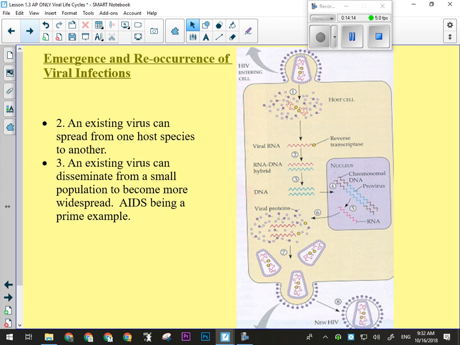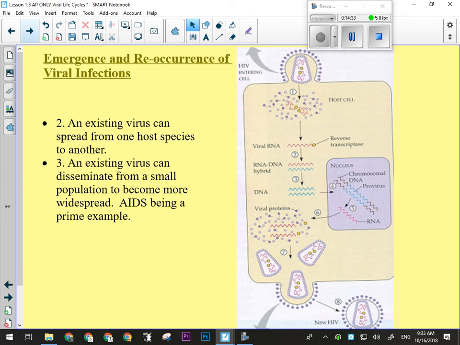All right, second one, an existing virus can spread from one host species to another. So maybe a virus that only infected your dog, okay, is suddenly mutated slightly, and now your dog gives you a big sloppy kiss, and now you're sick. Okay, it's pretty rare that that happens, but it can move from one organism to another.